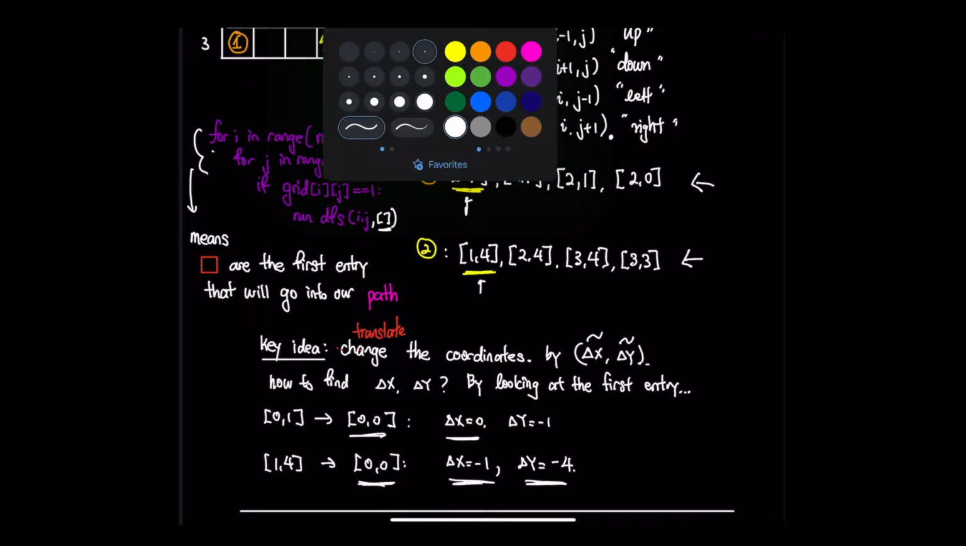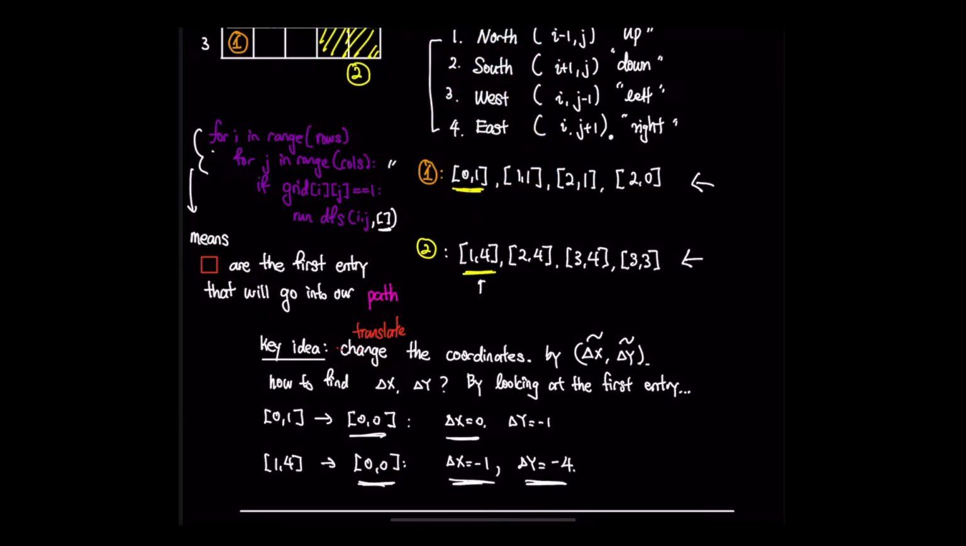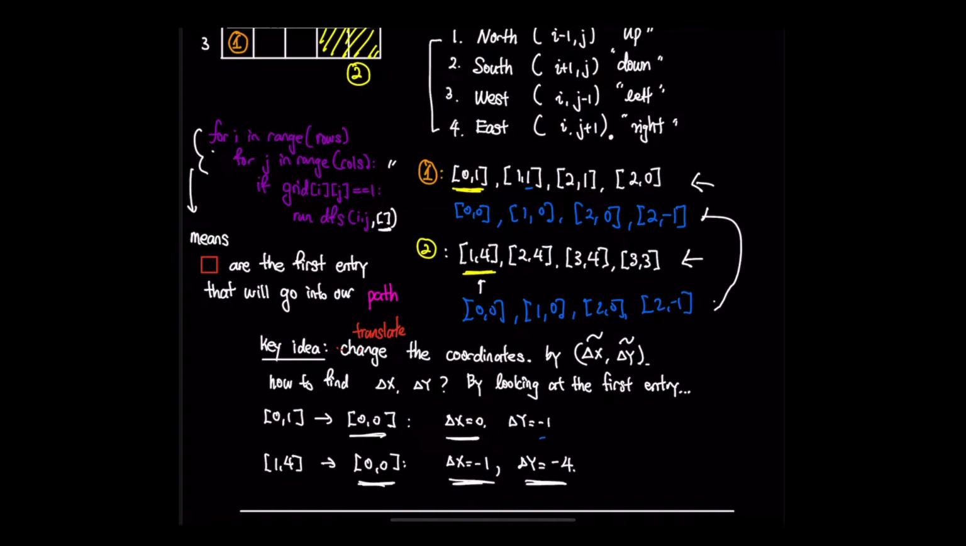So in this case, the first guy will be 0, 0. The second guy will be 1 plus delta x, which is 1, and 1 plus delta y, which is 0. And 2 plus delta x will be 2, and 1 plus delta y will be 0. And this one will be 2 and -1. Here we have 0 and 0. Next one, we have 2 plus delta x, that is 1, and 4 plus delta y, 0. That's 2, 0. And 2, -1. Now we notice that they are exactly the same.